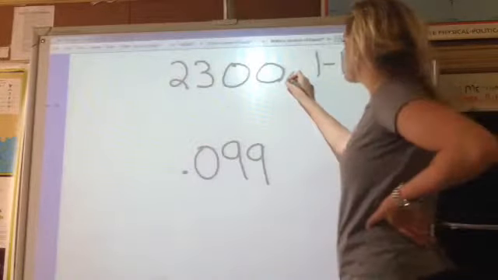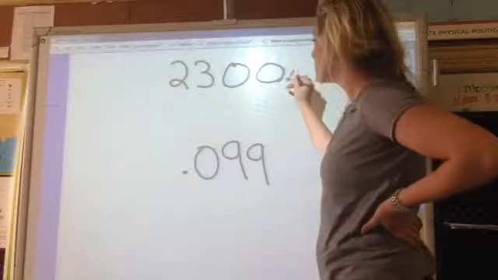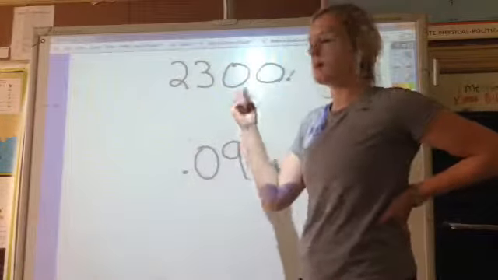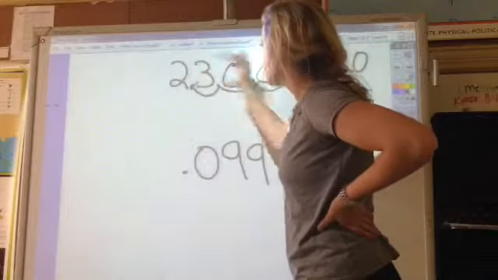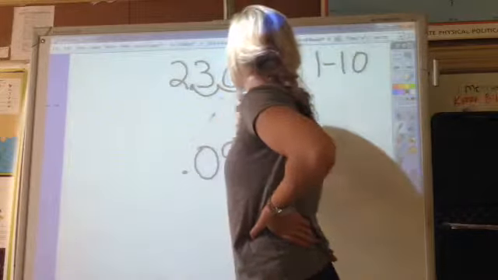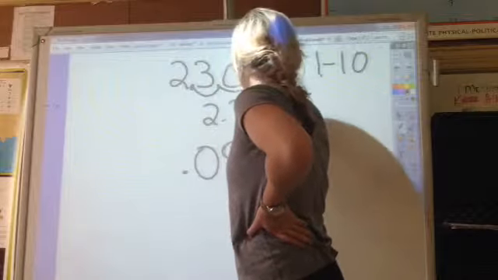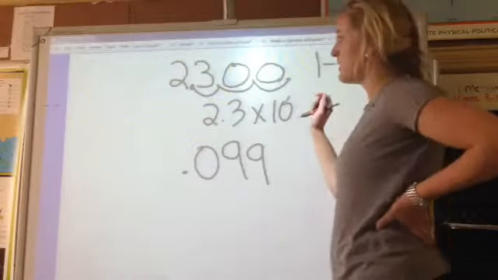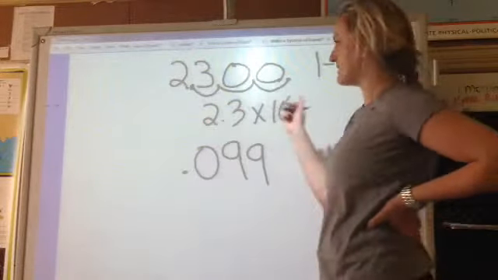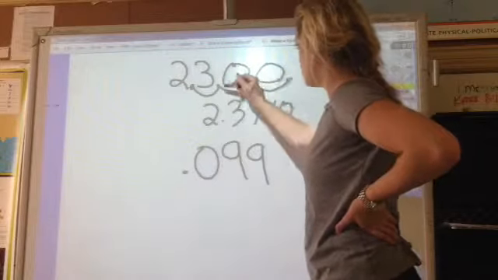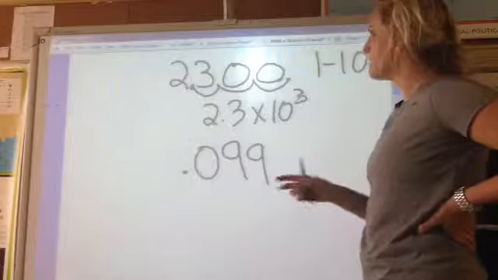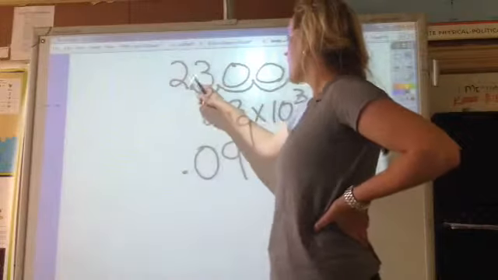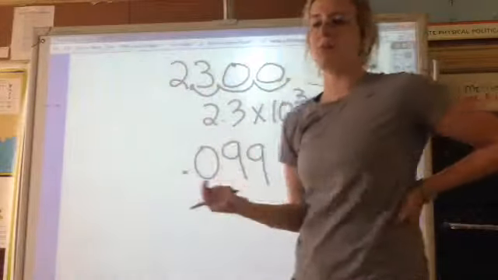So I'm going to start with my invisible decimal. I'm going to move my decimal until I get a number between 1 and 10. So let's do that. 1, 2, 3. Drop off my decimal, pull out my coefficient, which is 2.3 times 10 to the, and my exponent is always representative of how many times I moved my decimal. So 1, 2, 3 times. I know that my exponent is going to be positive because my initial number of 2300 was greater than 1.